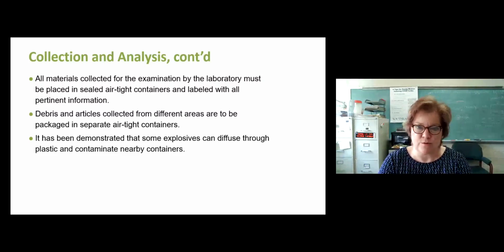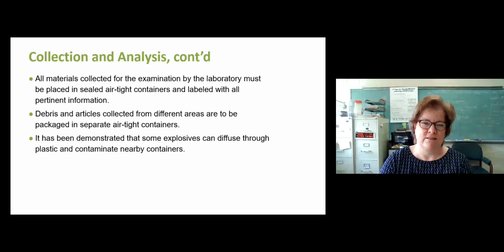Plastic is a no-no. Even if it's airtight, which is a good thing, a lot of these explosives can react with the material in the plastic and then escape through, essentially melt the plastic and escape through it. So it would be glass or metal. The standard is typically the metal paint containers.